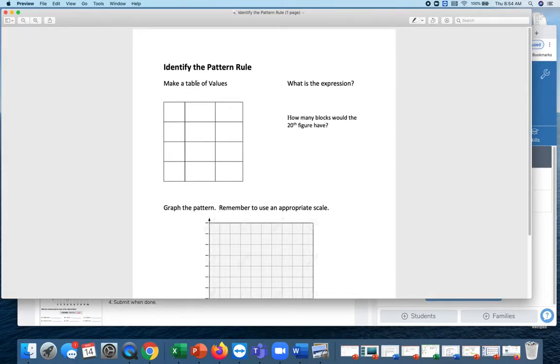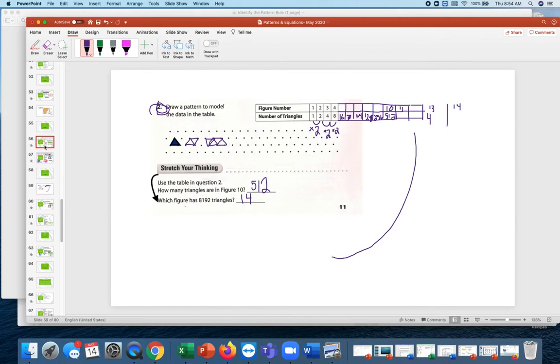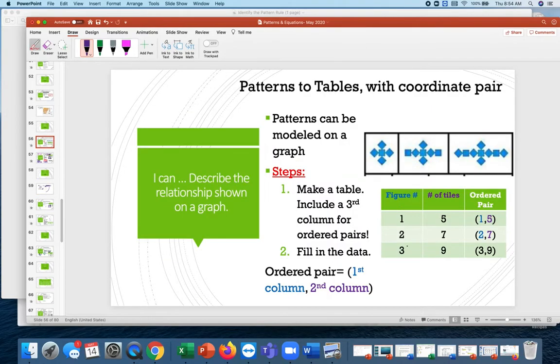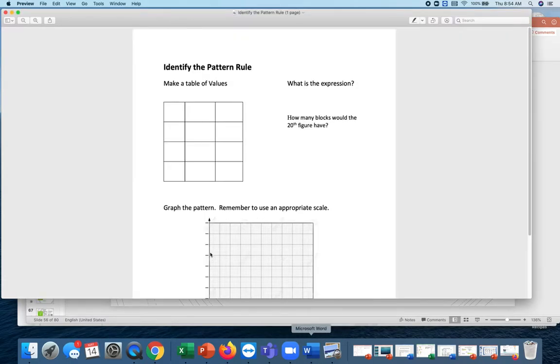It says make a table of values. So here you should label the table: figure number, number of squares. Then you could use this as an ordered pair. That's the exact same method that we've been doing for all of our math work. Let me just find an example. Here, right? Figure number, number of tiles, ordered pair. So that's what the table should look like, but I've left it up for you to do. So you fill in the 3 that we're given.